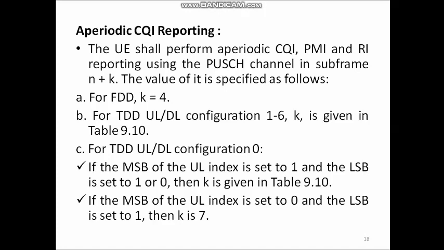And for time division duplex uplink downlink configuration 0, if the most significant bit of the uplink index is set to 1 and the least significant bit is set to 1 or 0, then k is given in the next table. And if the MSB of the uplink index is set to 0 and the least significant bit is set to 1, then k value is 7. So, k depends on the duplex type, FDD or TDD, and the type of configuration used in the uplink and downlink.